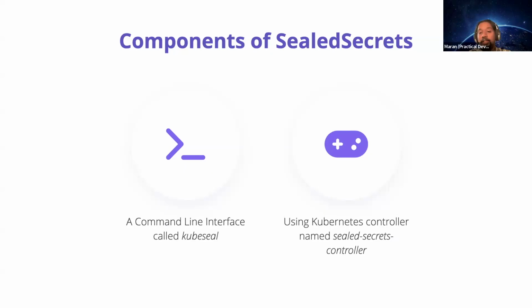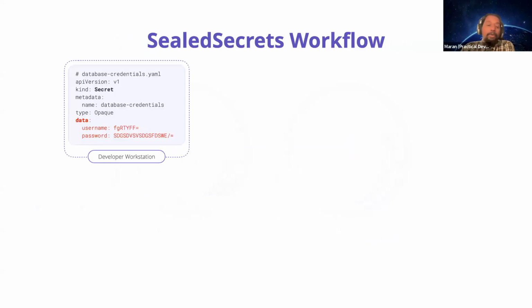So these are two components of Sealed Secrets. We're going to see a pictorial workflow of how this looks. Of course, you're going to have to install the Sealed Secrets binaries, both within the Kubernetes cluster and on your developer's workstation. And you have to distribute keys. Sealed Secrets supports different types of keys, and it also supports rotations. It's a great tool. So here's your developer's workstation.